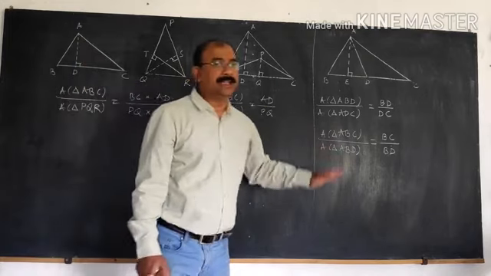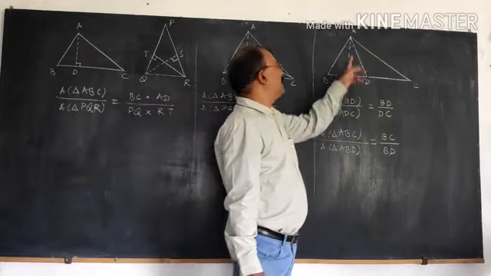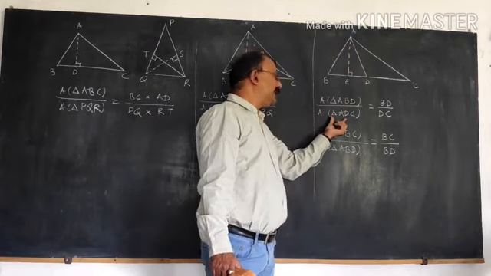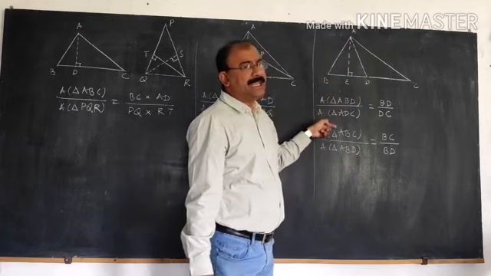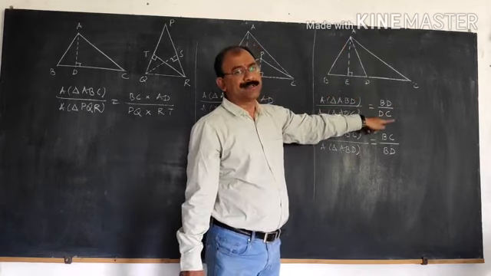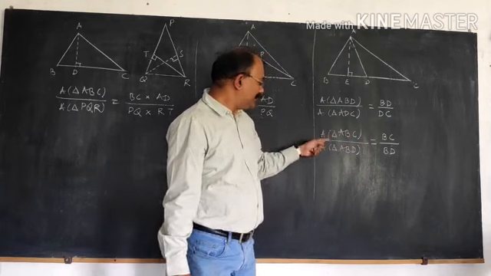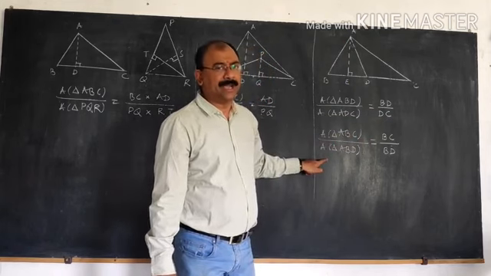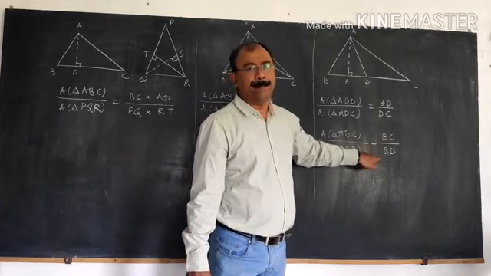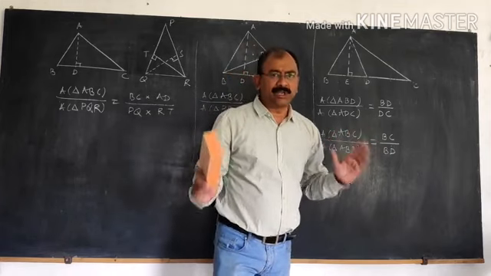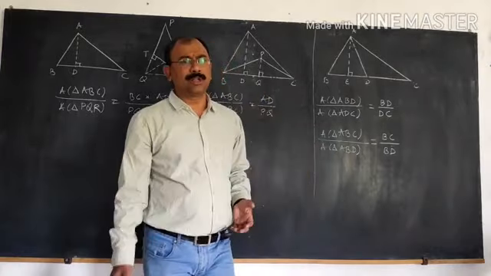And the third thing, when the triangles have same height, these two triangles have same height, AE, so ratio of areas is equal to the ratio of corresponding bases. Here also, these two triangles also have the same height, so ratio of areas is equal to ratio of corresponding bases. Now, using these three properties, we can solve the problems also.